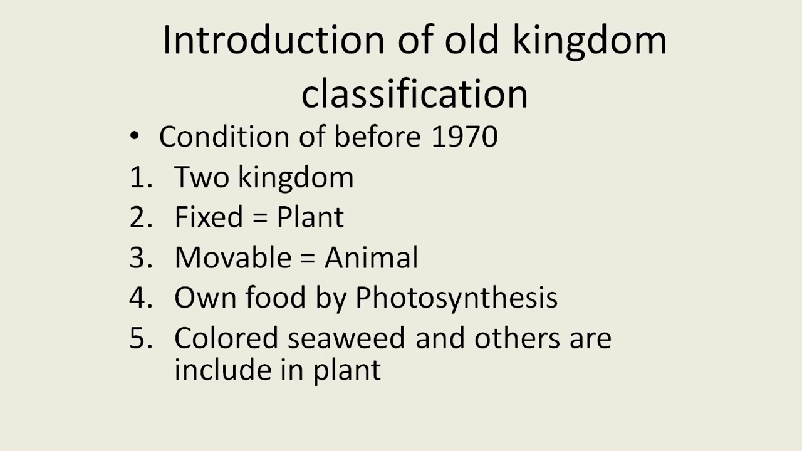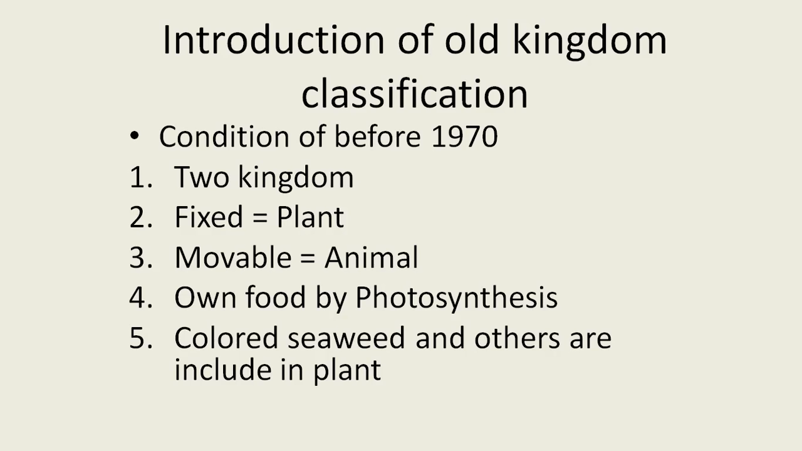The very first character they followed: those organisms are fixed to a substratum, they have the ability to photosynthesize, and they have green color pigmentation. Green color pigmented means chlorophyll is found in that organism. They synthesize their own food materials. That group is put in one kingdom, known as the kingdom Plantae.